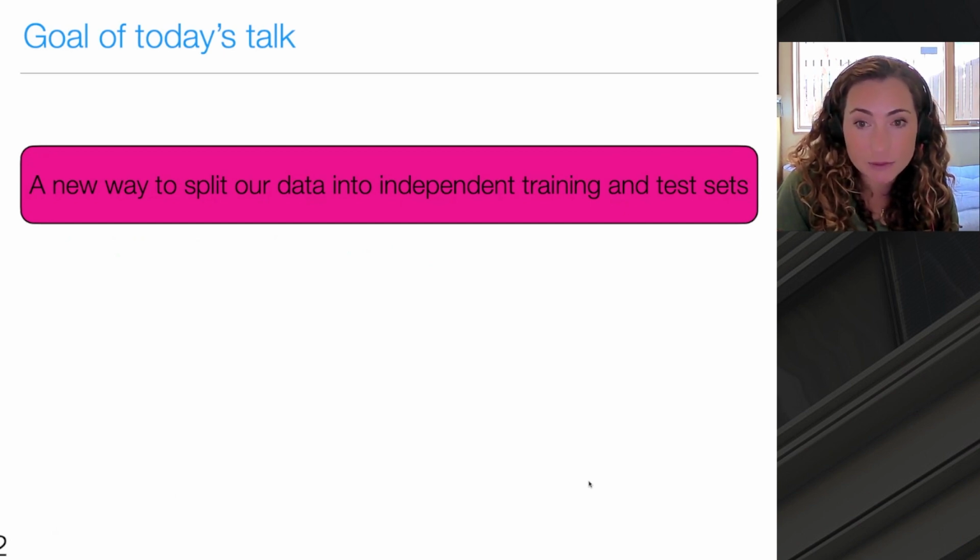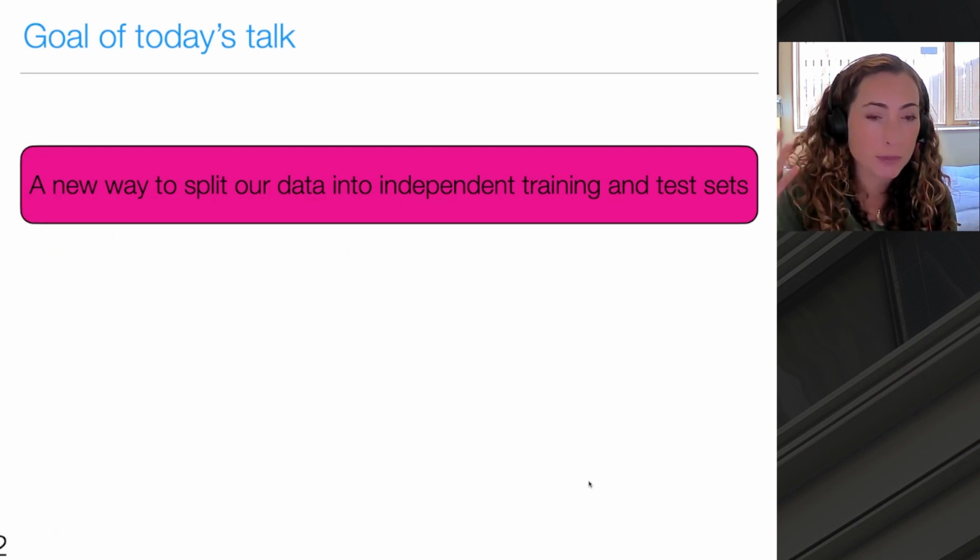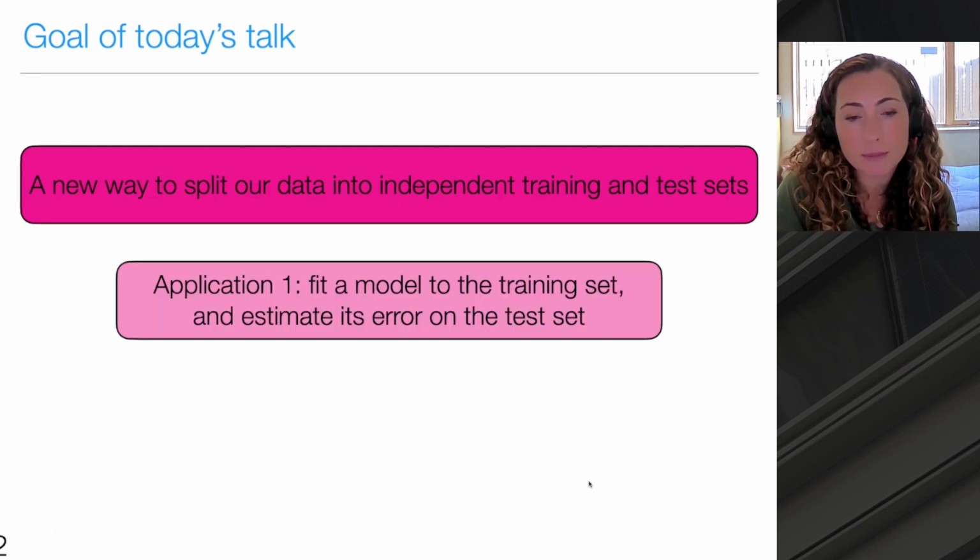This comes up a lot in almost any applied setting. To help us think of some examples: maybe we are trying to fit a model to the training set, and we want to estimate its error on the test set. It's really important to have an independent training and test set, because if we fit a model to the training set and try to estimate its error on that same training set, we're going to get a very poor estimate of the generalization error. So in this setting, we really want our training and test sets to be independent.